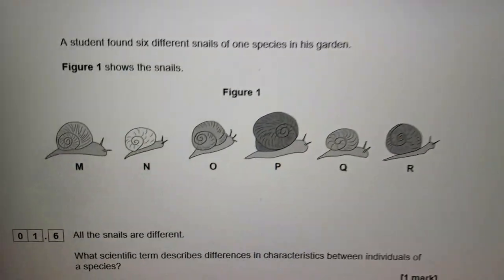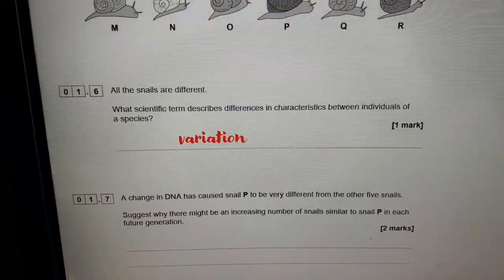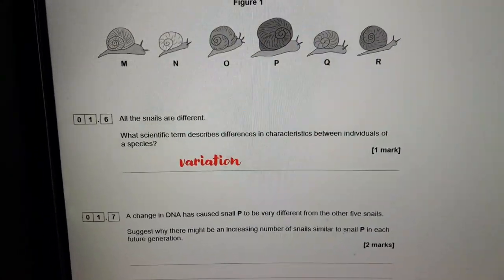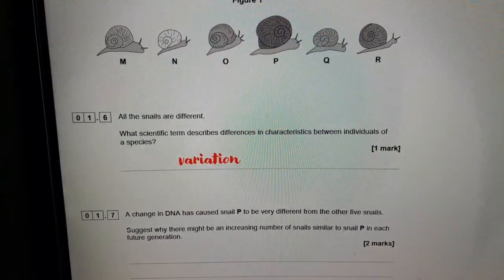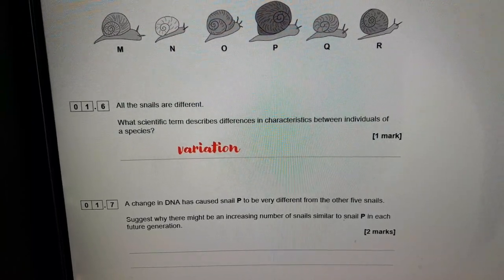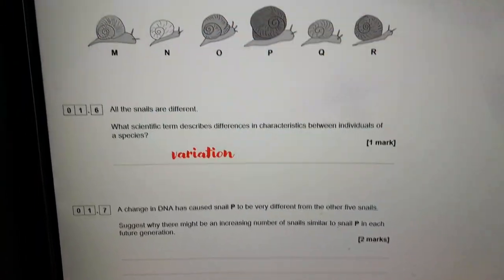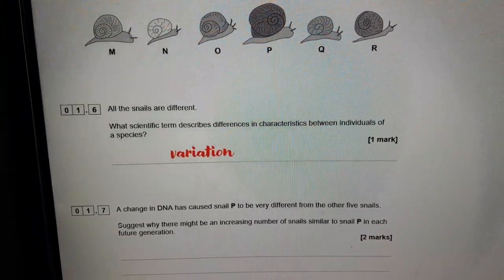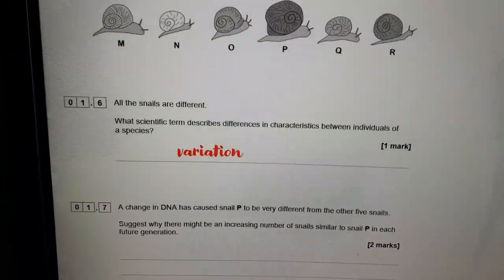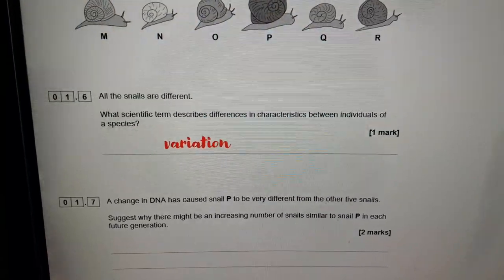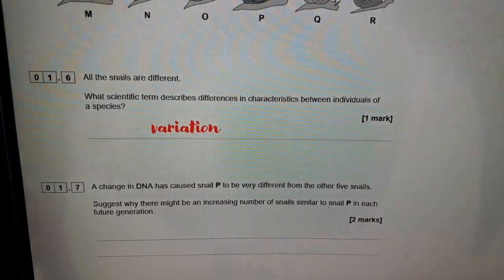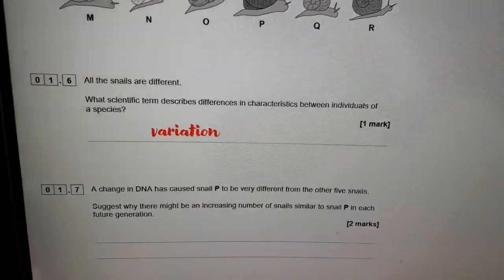Now, snail pea, which is this lovely little beastie here, is very different to the other five snails. Why might there be an increasing number of snails similar to pea in each future generation? Well, what have we said it's all about? We've said it's all about our variety and our sexual reproduction. So our answer needs to be that snail pea is going to have lots of offspring. It's going to breed. Why might it breed? Lots of reasons. Its shell might be thicker. It might be bigger. It might be better camouflaged. It might be able to eat a different type of food to the others and so have more food available. Loads of different answers, so long as it's sensible. Don't just say snail pea because it looks the best or whatever. It's got to be something sensible. So you might want to say it can eat more food, or it can survive the winters better, or whatever.